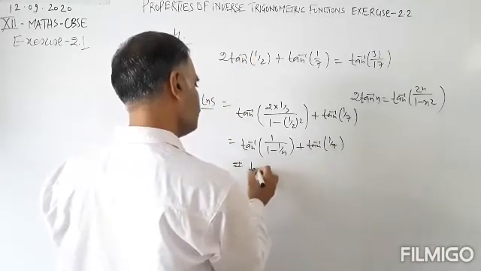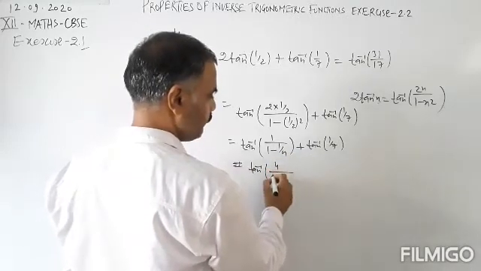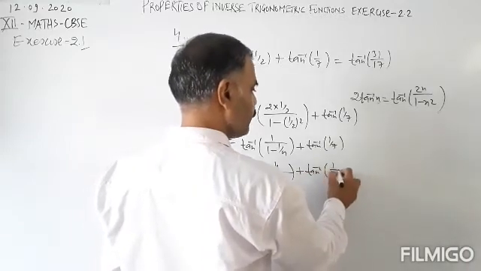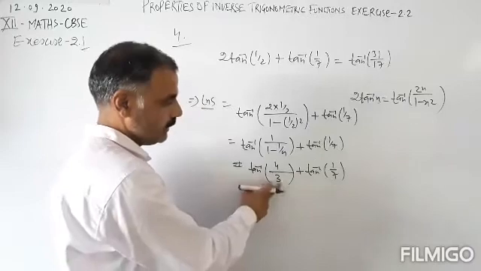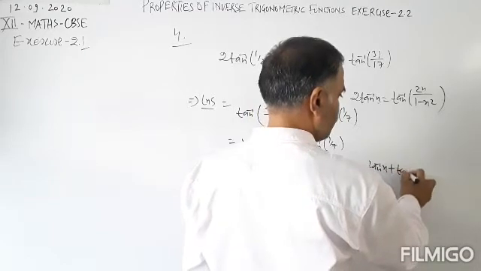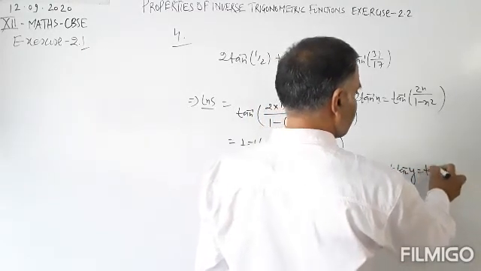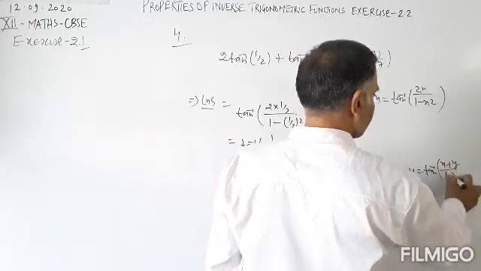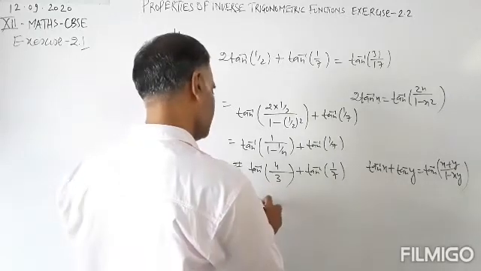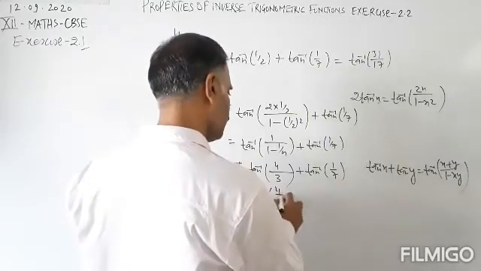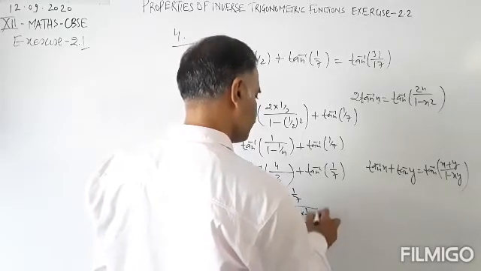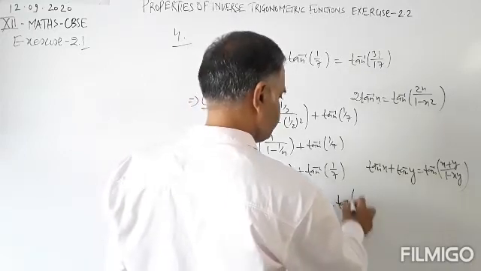This is equal to tan inverse, taking LCM, 4 upon 4 minus 1, that is 3, plus tan inverse 1 upon 7. Now this is tan inverse x plus tan inverse y, and we know that tan inverse x plus tan inverse y is equal to tan inverse of x plus y upon 1 minus xy. Using that identity here, we will have tan inverse of 4 upon 3 plus 1 upon 7, upon 1 minus 4 upon 3 into 1 upon 7.